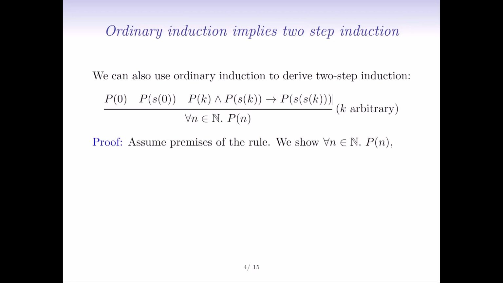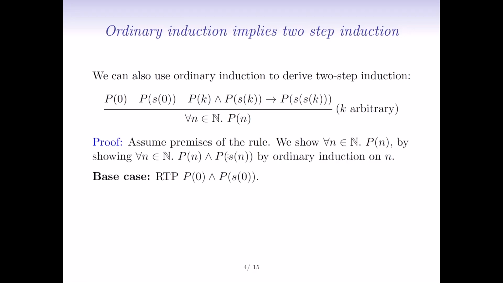So we're going to show that this principle is correct, but we're only going to use ordinary induction to do it. So we're going to assume that these three things, the three premises of two-step induction, are true. So we're going to take them as assumptions. And we're going to show that P holds for all natural numbers n, but we're only going to use the principle of one-step induction. Now, I'm actually going to use a trick here, which is sometimes called generalizing the induction.